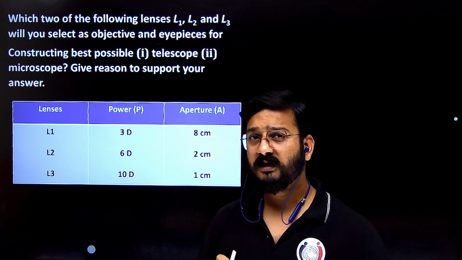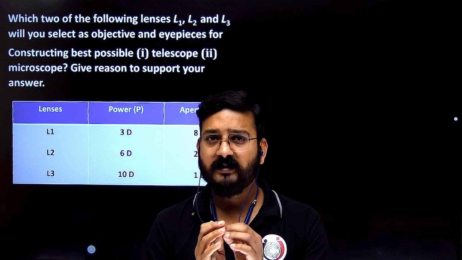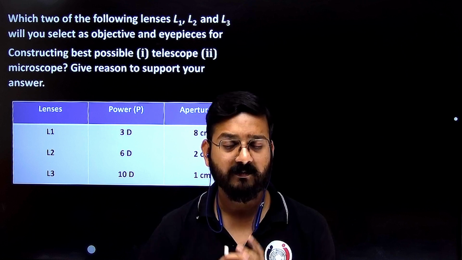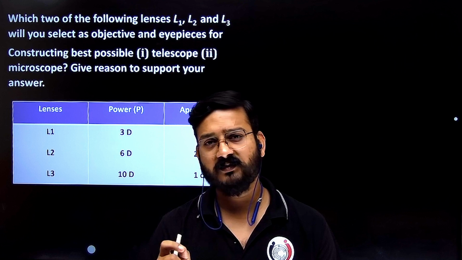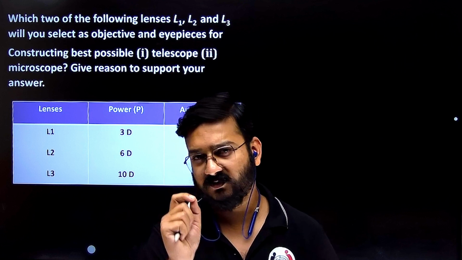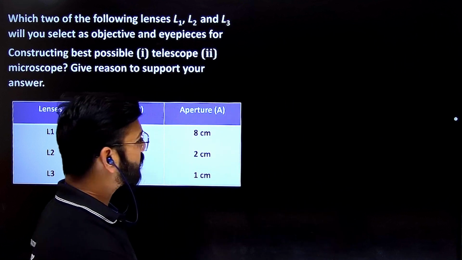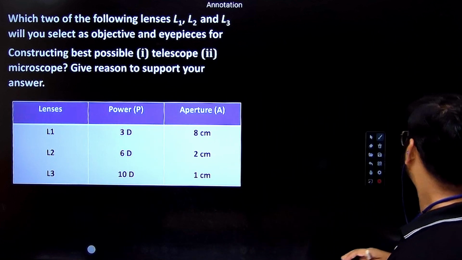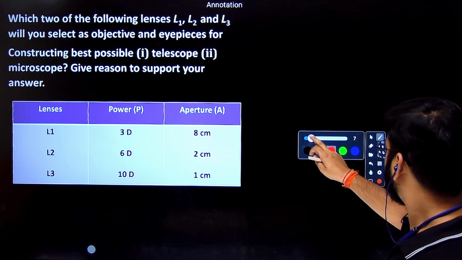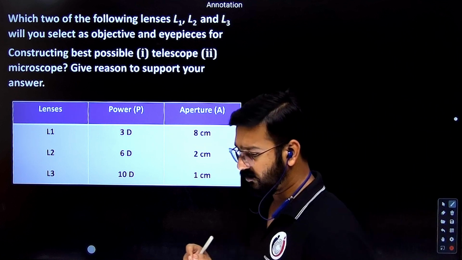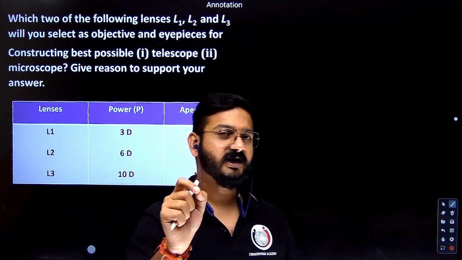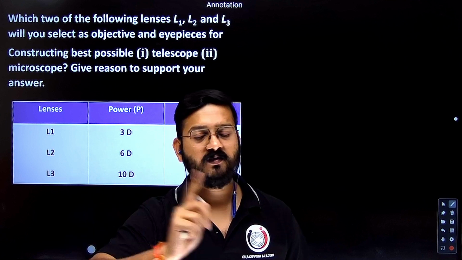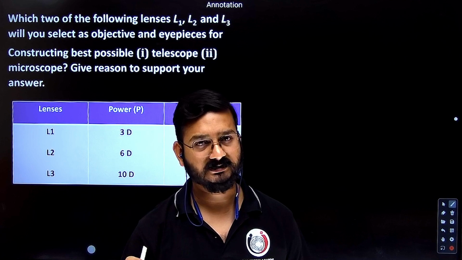You need to comment which lenses will be perfectly fit for the objective and eyepiece of the microscope or, rather, the objective and eyepiece of the telescope. This is the question. So let's recall the fundamentals. If you remember what we discussed, for the compound microscope, the focal length of the objective was smaller as compared to the focal length of the eyepiece.